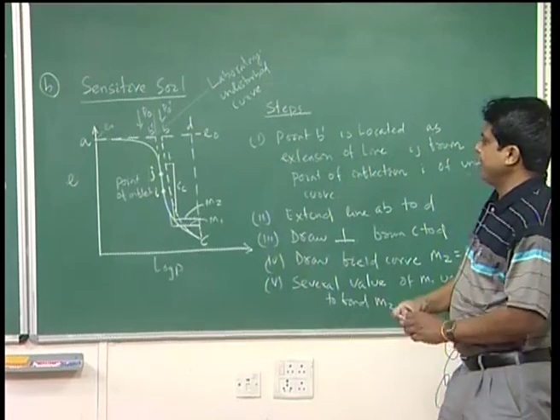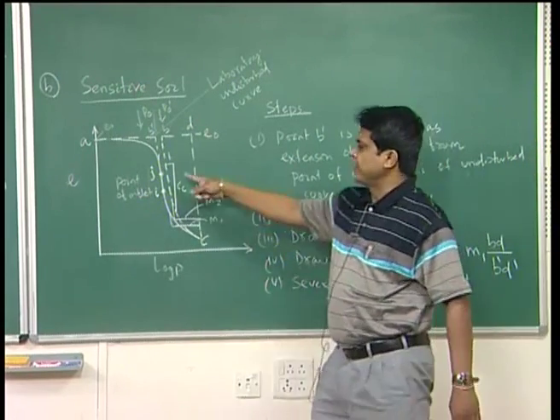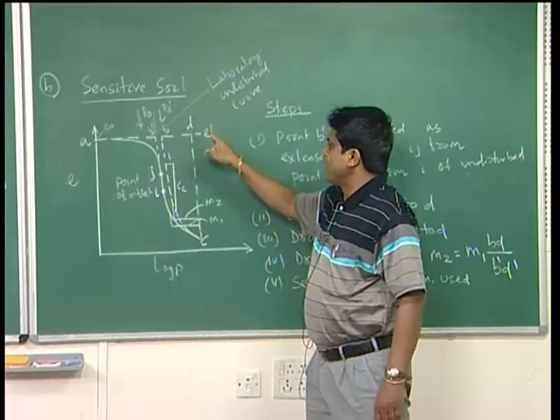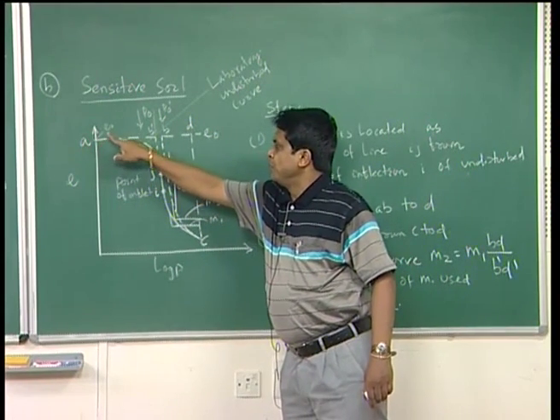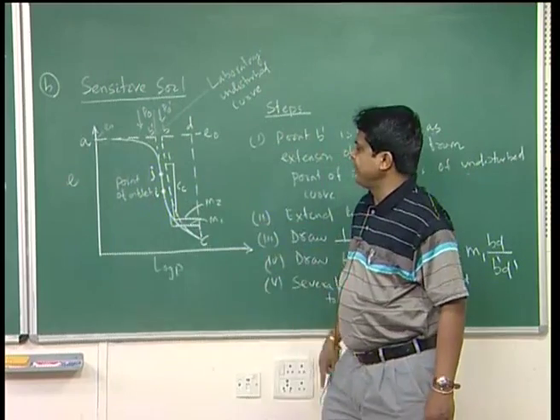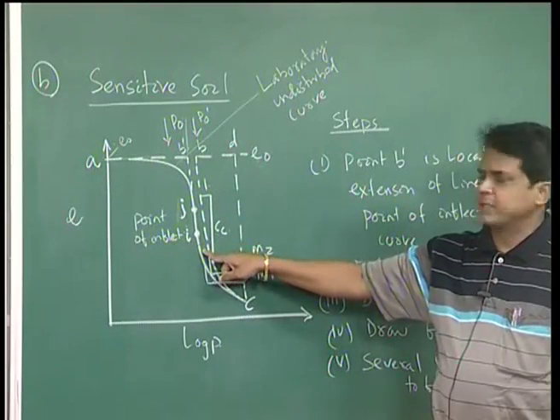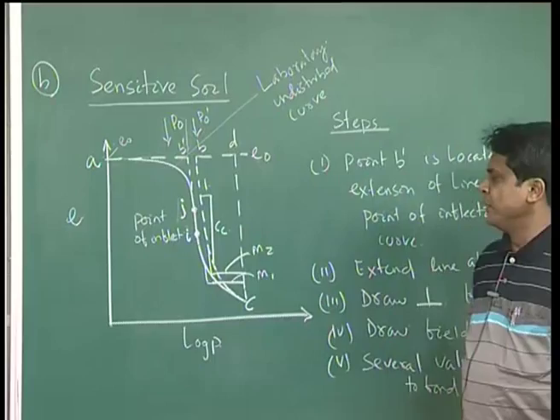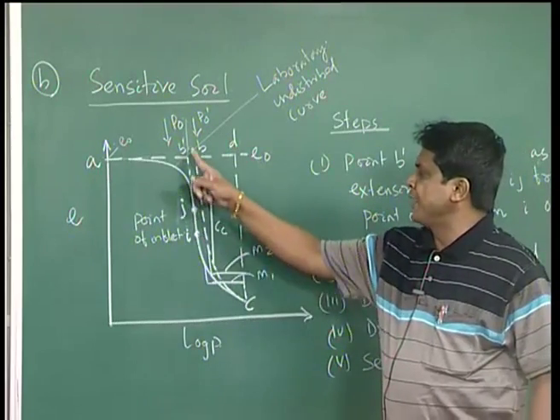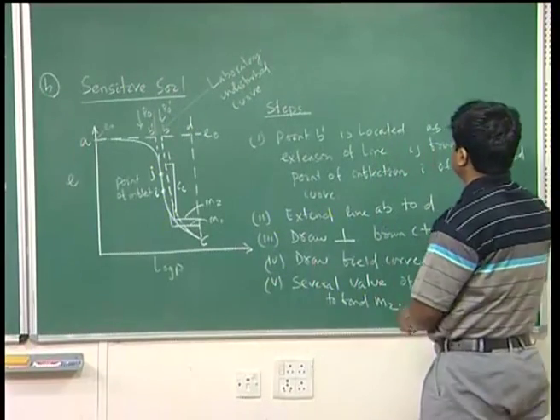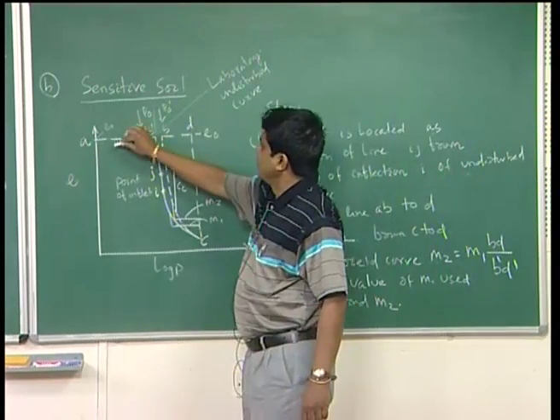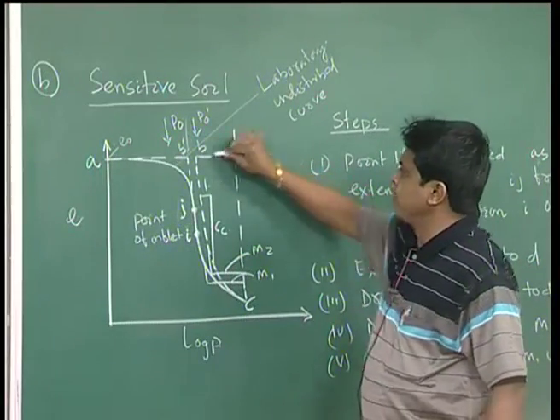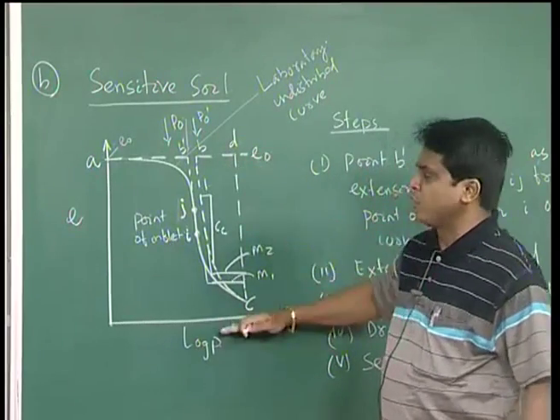Now, you identify where your point of inflection is. The first step is to calculate E0 and mark point A from E0. The second step is to identify the point of inflection, say I and J. With this I J, draw a tangent, a line of extension from I J, where it intercepts the E0 line. This is called the E0 line, parallel to log P.